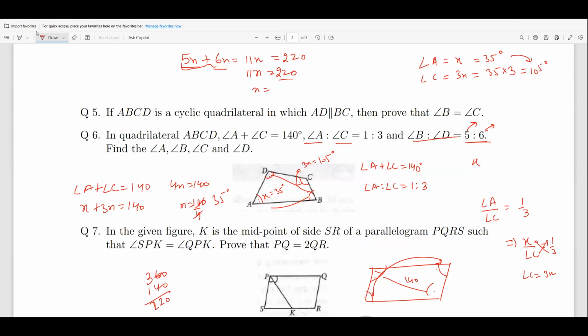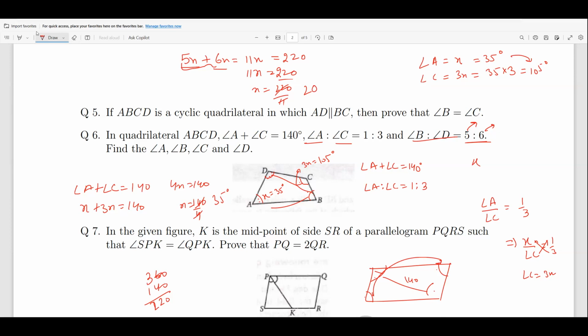Now you will get x is 220 divided by 11. You will get x is equal to 20 degrees. Okay, 20 degrees. 11 twos are 22, and 0. You will get x is 20.